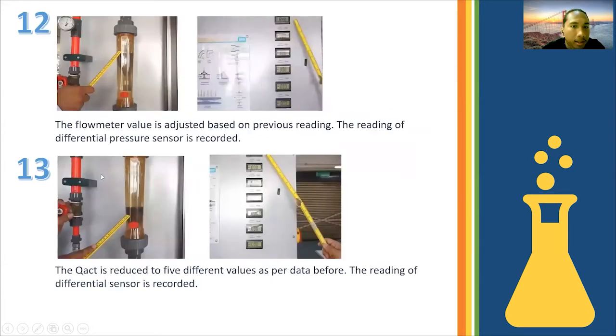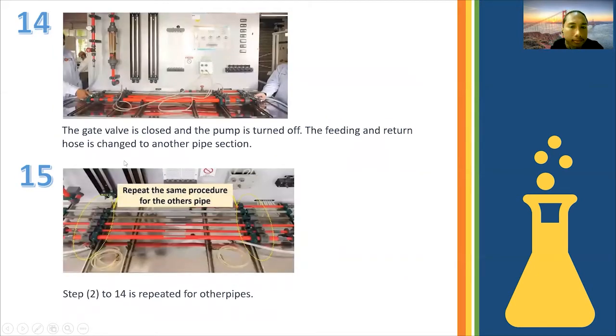The 12th step is the flow meter valve is adjusted based on the previous reading. The differential pressure reading is recorded. Here, the reading will be shown. The 13th step is Q is reduced to 5 different values as before. The reading of the differential sensor is recorded again. The 14th is the gate valve is closed and the pump is turned off.